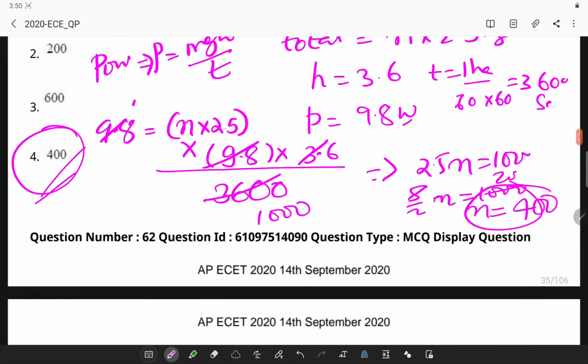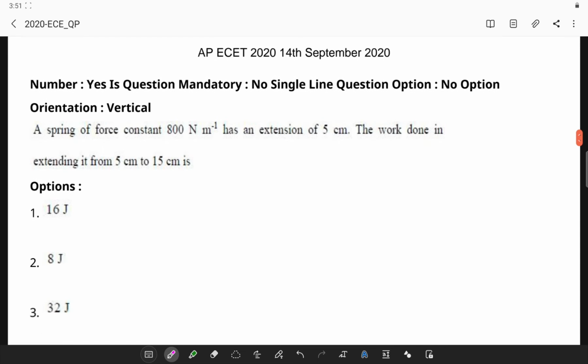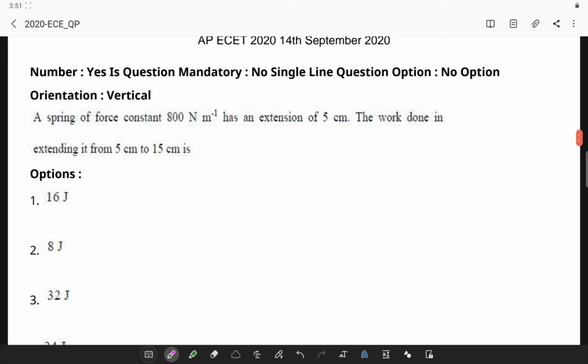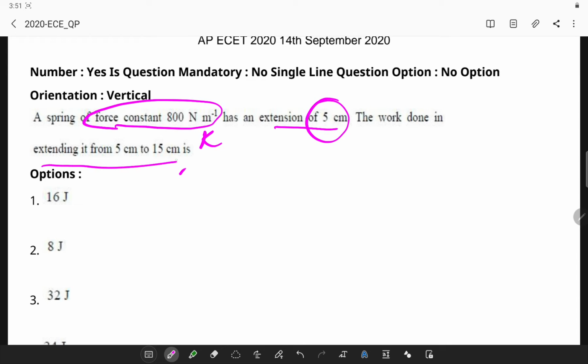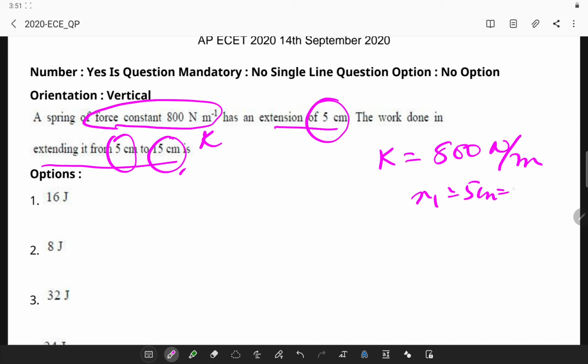Next, a spring of force constant K is given, with an extension of 5 centimeters. What is the work done in extending it from 5 centimeter to 15 centimeter? So given parameters, K is 800 Newton per meter, x1 is 5 centimeter, or I can write in meters 5 by 100 meter, and x2 is 15 centimeter or 15 by 100 meter. Now what is the work done?